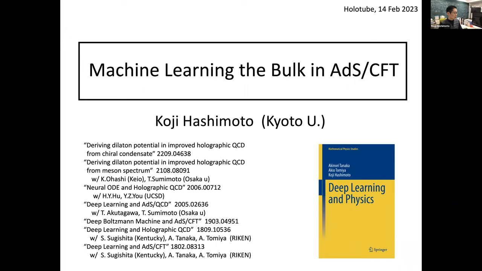So my talk today is about machine learning the bulk in the setup of AdS/CFT correspondence. This talk is based on many papers written with my colleagues, and the recent one is in the first line here. It's about deriving the dilaton potential in improved holography from the chiral condensate using machine learning. So here's a list of my collaborators.